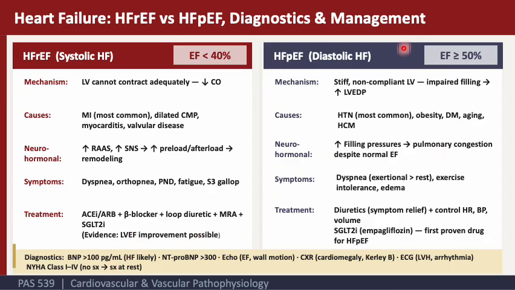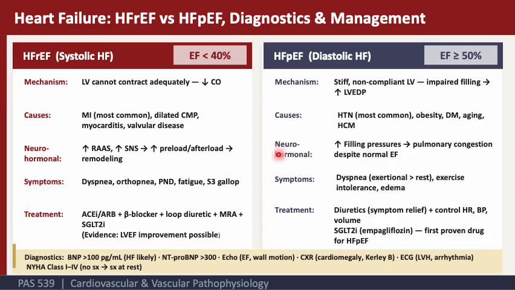So the next type of heart failure we're going to talk about is heart failure that has a preserved EF, meaning the ejection fraction is greater than or equal to 50%. This mechanism is usually caused by a stiff, non-compliant left ventricle, and there's impaired filling, which will lead to increased left ventricular end-diastolic pressure. Some of the causes can be hypertension, obesity, diabetes, and aging.